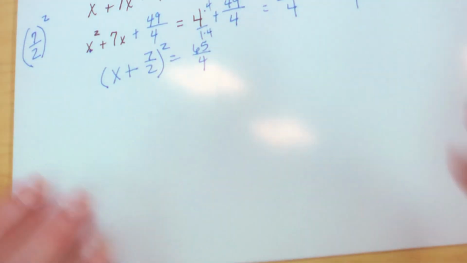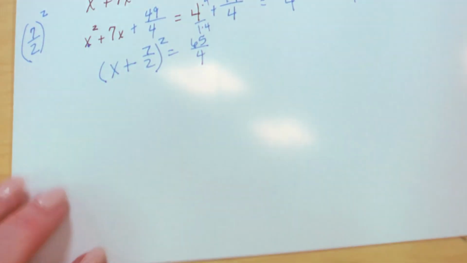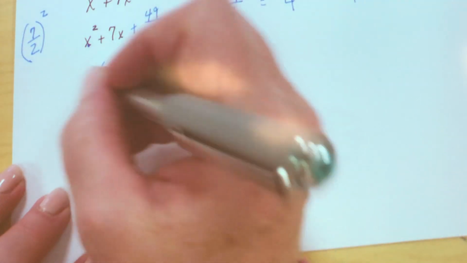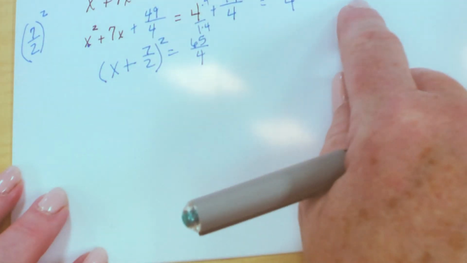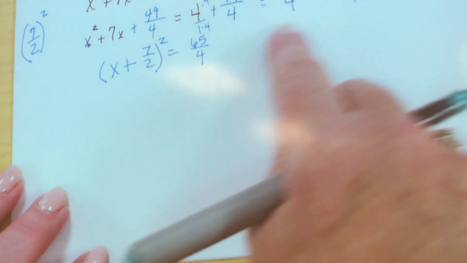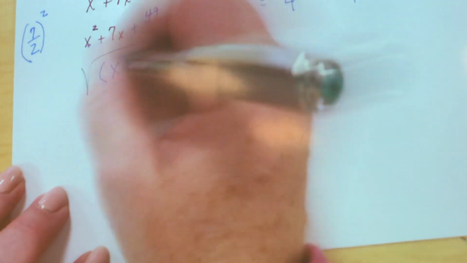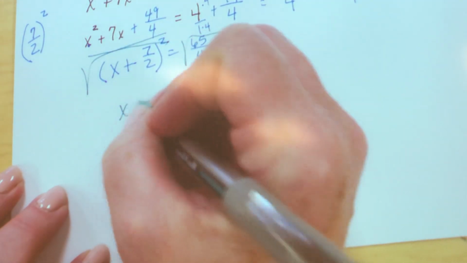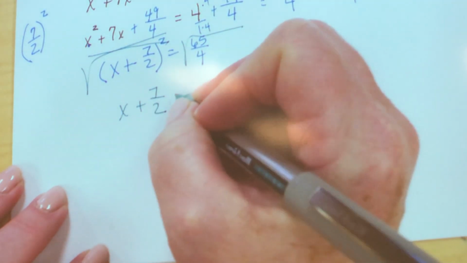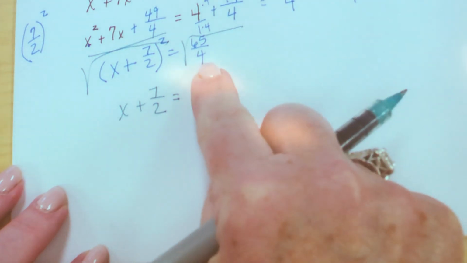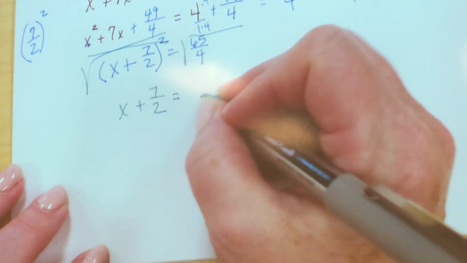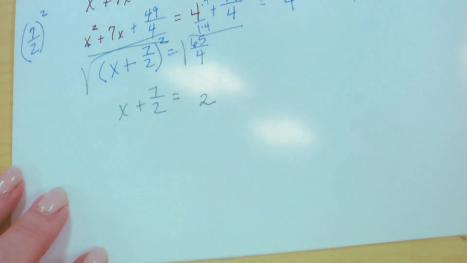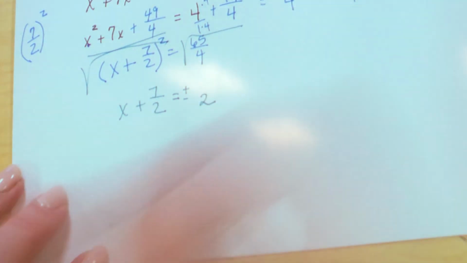Watch this. This is so stinking cool. And it will happen every time. Square root both sides. Anybody got a question? All right, watch what's going to happen. I'm going to square root and square root. These will go away. X plus 7/2 equals, what's the square root of 4? 2. Plus or minus. Let's don't forget our plus or minus.